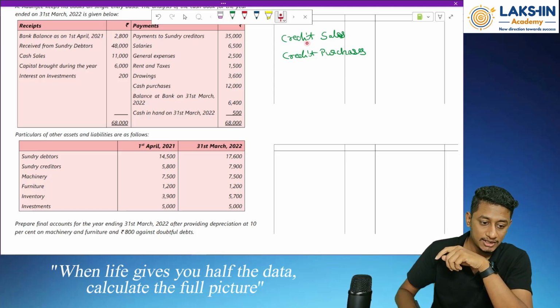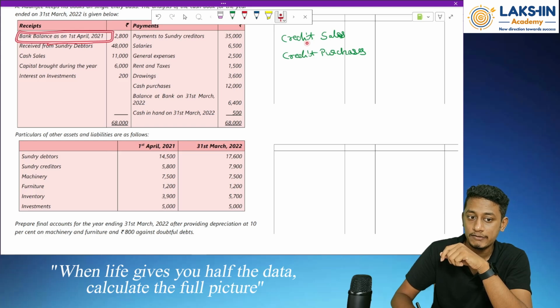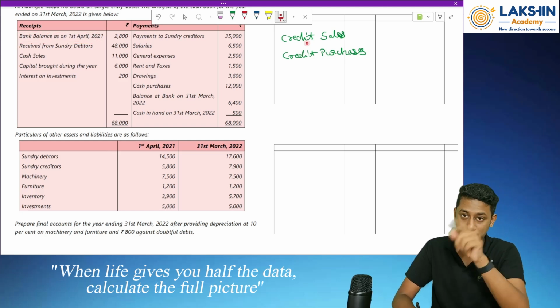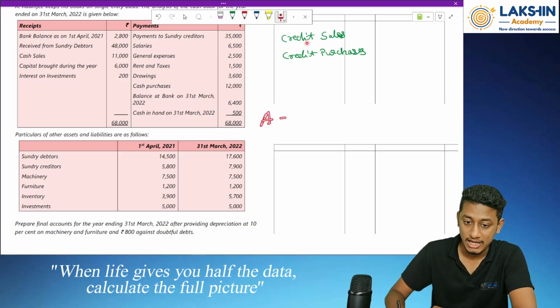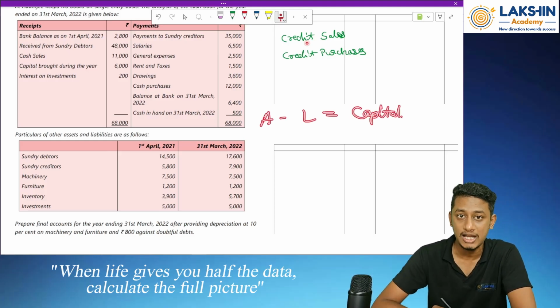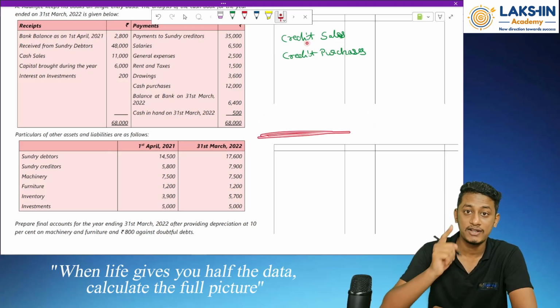If you see, the value of other assets and liabilities is given to me, including my opening cash or bank balance, right? This will also be a part of my assets. So now using this, I can use the formula assets minus liabilities equals capital, be it opening capital or closing capital. So using this formula, I will figure out my capital.